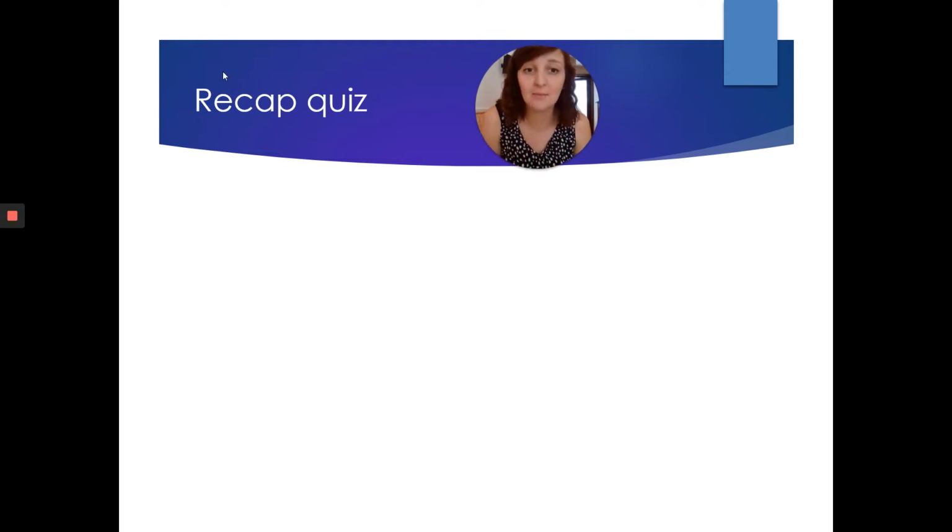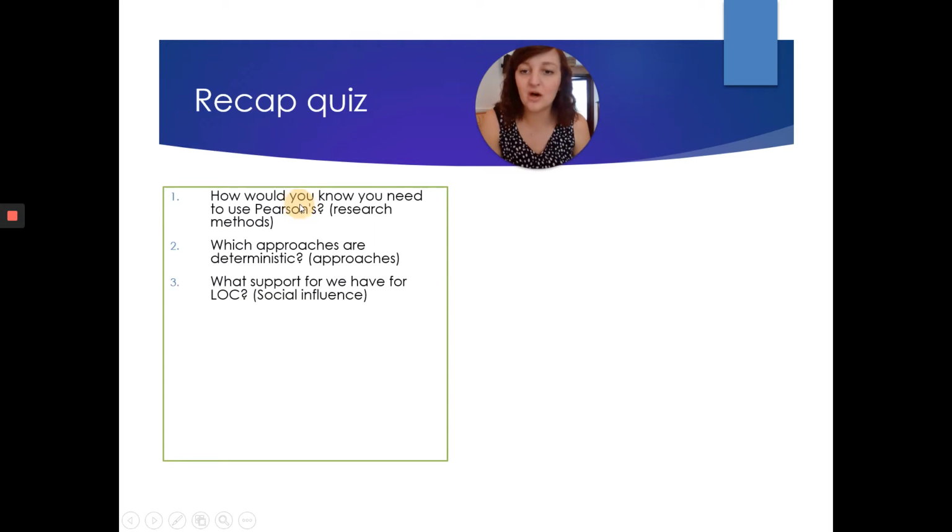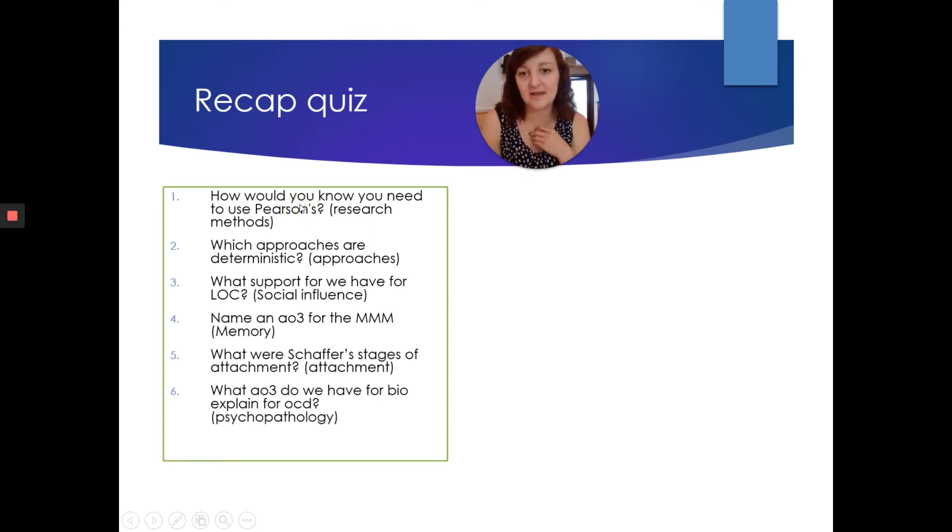So a quick recap of what we've looked at so far. You've got 6 questions there. Pearson's, which approaches are deterministic, so they're very specific and say that one thing causes something. What support do we have for locus of control? So remember, we've got internal and external. What were some AO3 points for that?